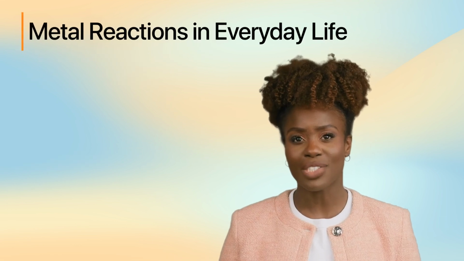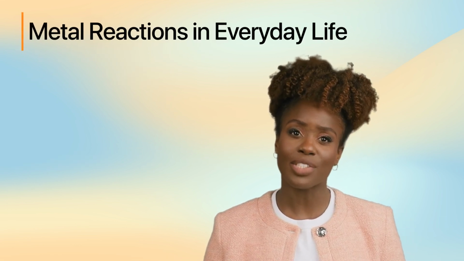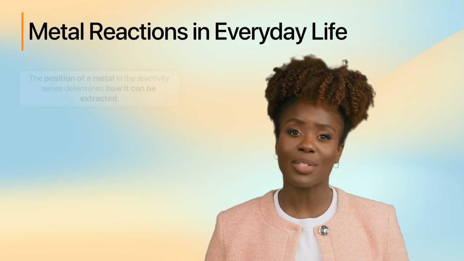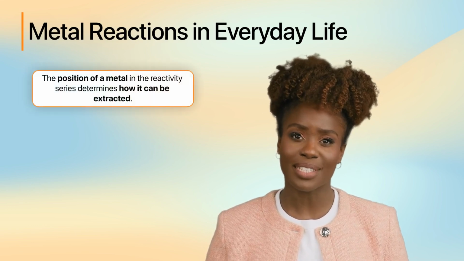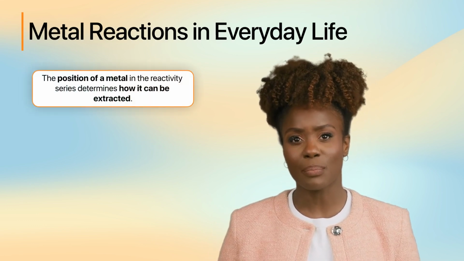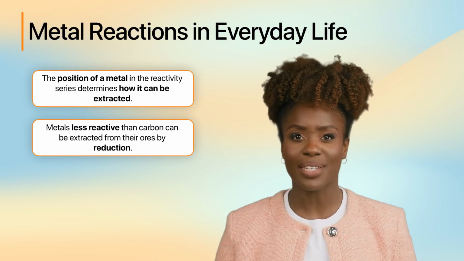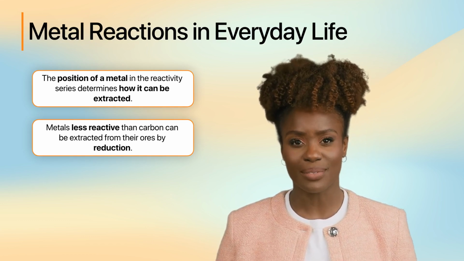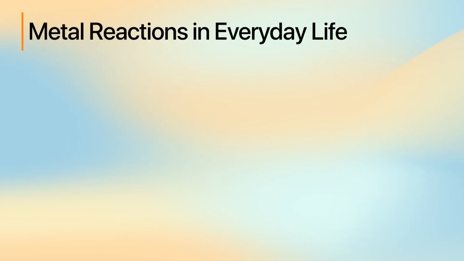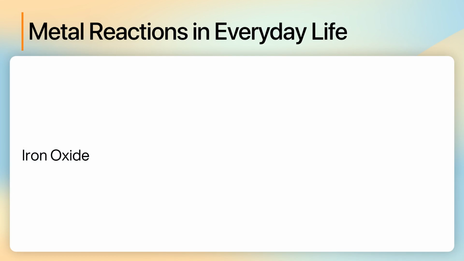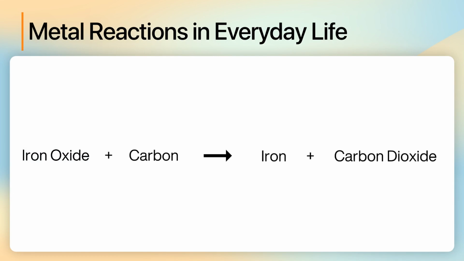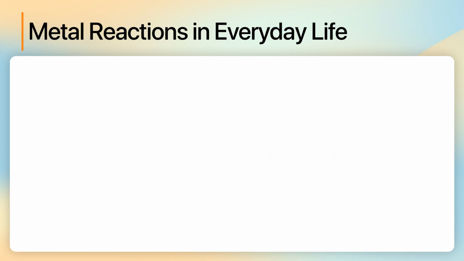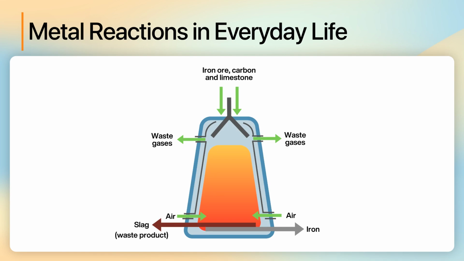Another important application of the reactivity series is in the extraction of metals from their ores. The position of a metal in the reactivity series determines how it can be extracted. Metals that are less reactive than carbon can be extracted from their ores by using carbon in a process called reduction. For example, iron is extracted from its ore, hematite, iron oxide, using carbon. This works because carbon is more reactive than iron and can displace it from its compound. This reaction occurs in a blast furnace.